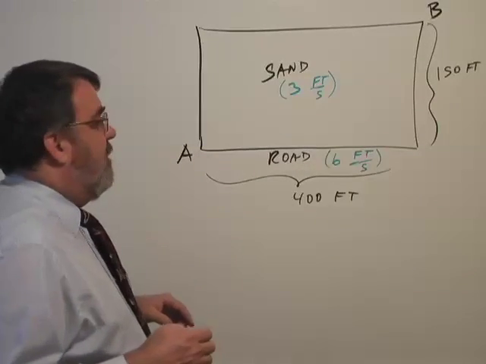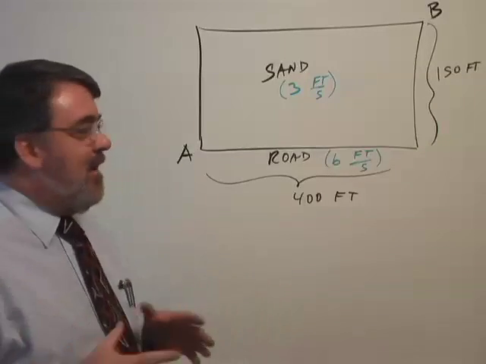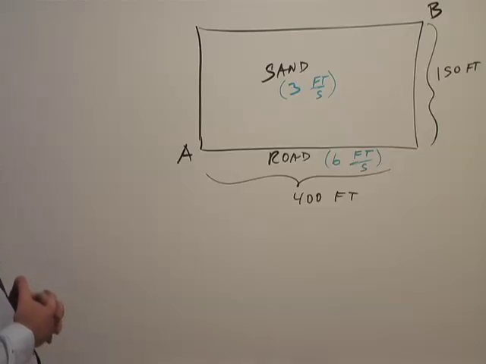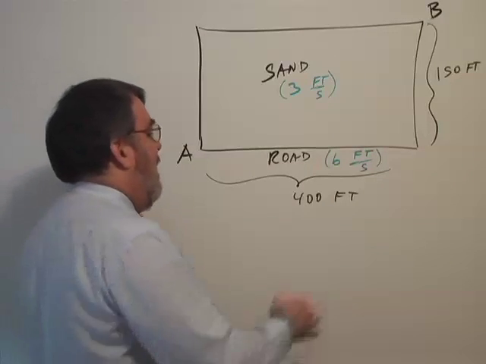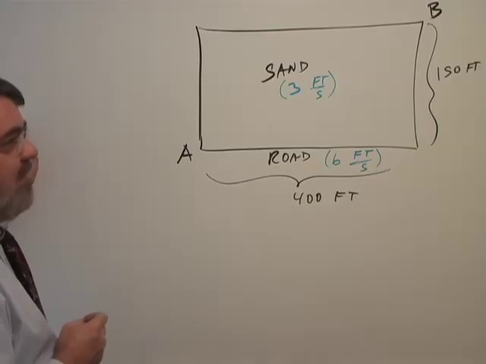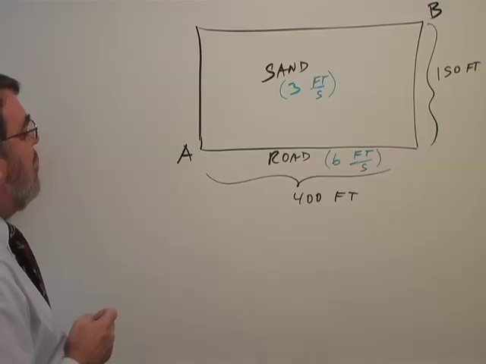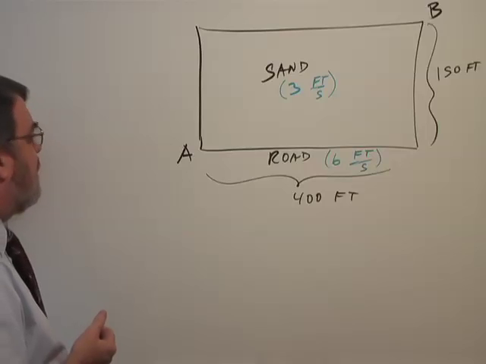So if you've walked around the natural sand dunes in Florida, as I have, there are not too many of those left, by the way. You know how slow it can be walking in deep sand. And along the road, 6 feet per second, actually that's pretty fast. That's about around 4 miles an hour. But I wanted to use a little bit different numbers than what I use in my book.